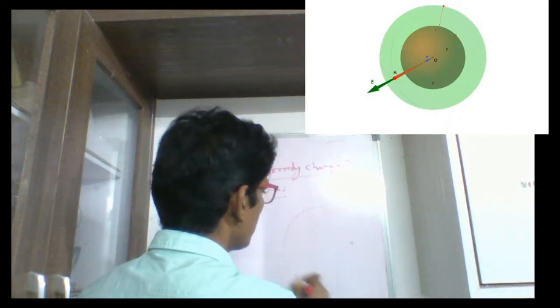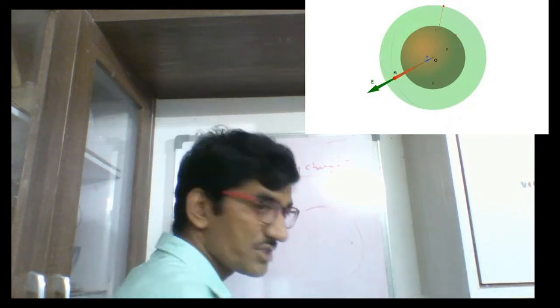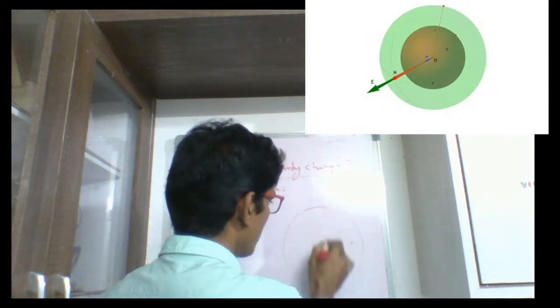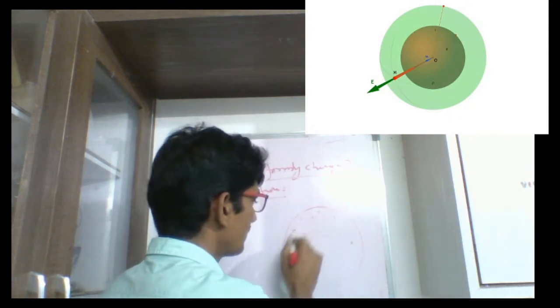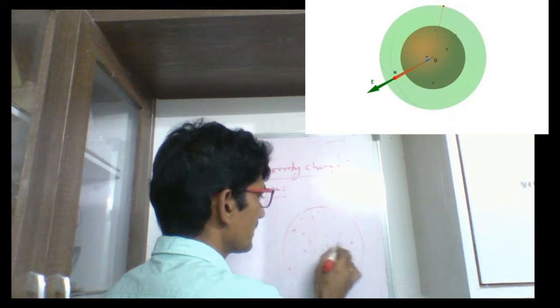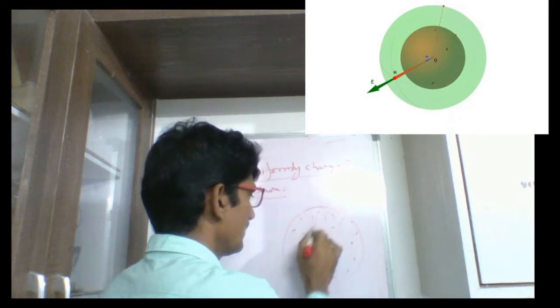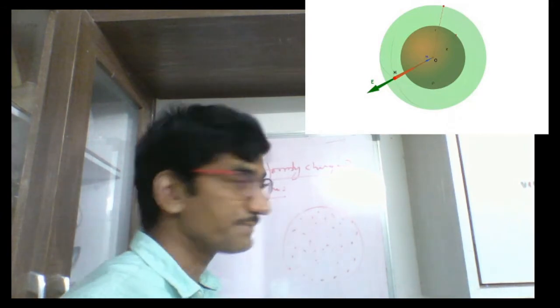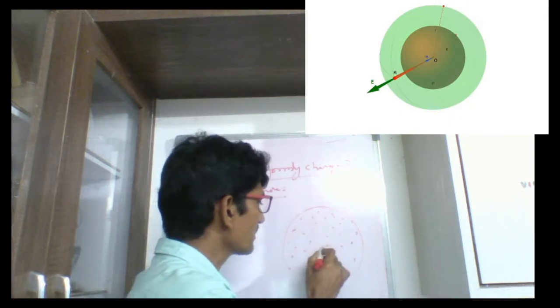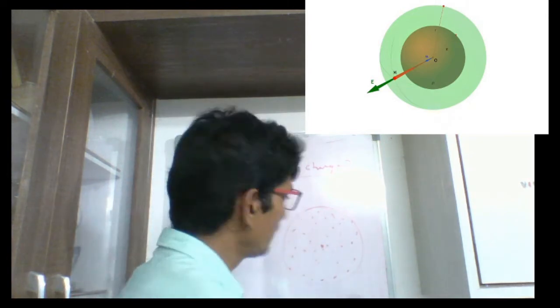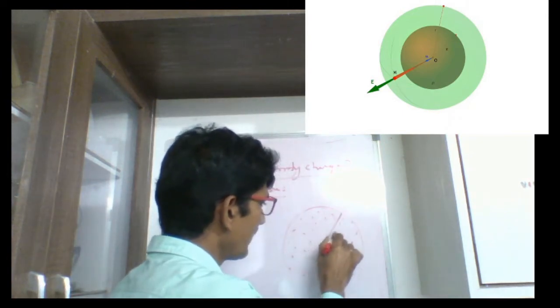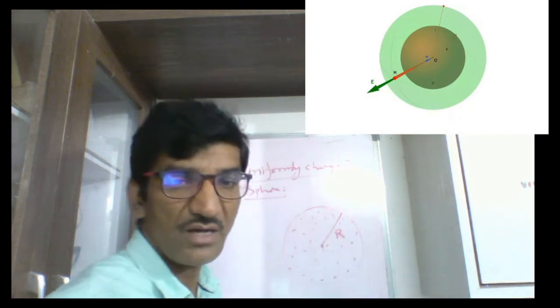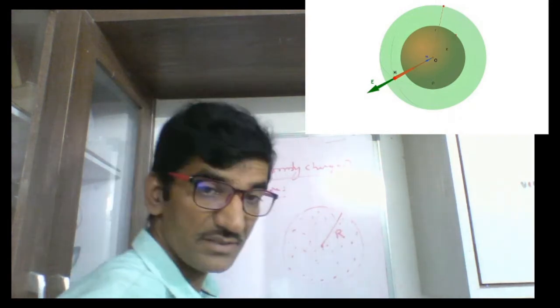Now I am taking a solid sphere here. Material is filled inside this sphere. Of course, it is a metal sphere here. This is the center of the sphere, and say capital R is the radius of the solid sphere.